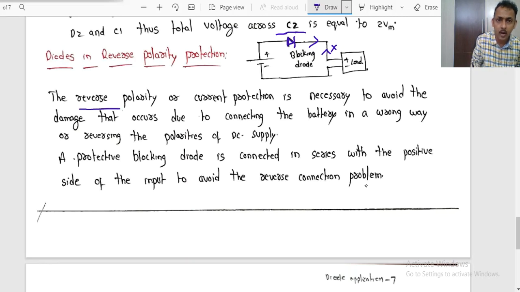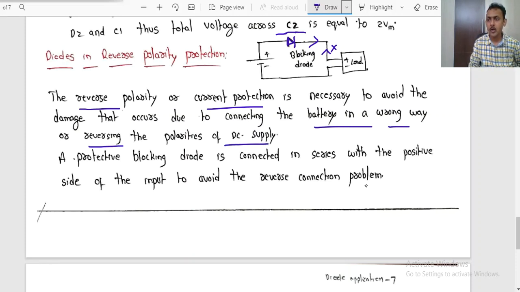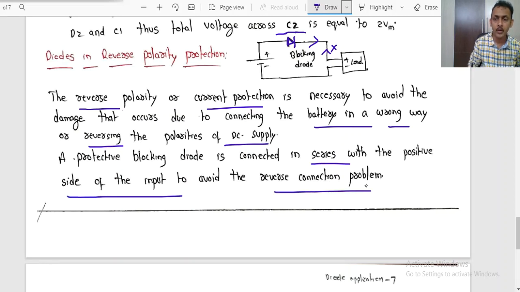This reverse current protection is necessary to avoid the damage that occurs due to connecting the battery in a wrong way or reversing the polarities of the DC supply. These blocking diodes are also used to protect solar panels and inverters. The protecting diode is connected in series with the positive side of the input to avoid the reverse connection problem. If a reverse connection unfortunately happens while connecting the batteries to the load, this can be safely handled by using a blocking diode, right?